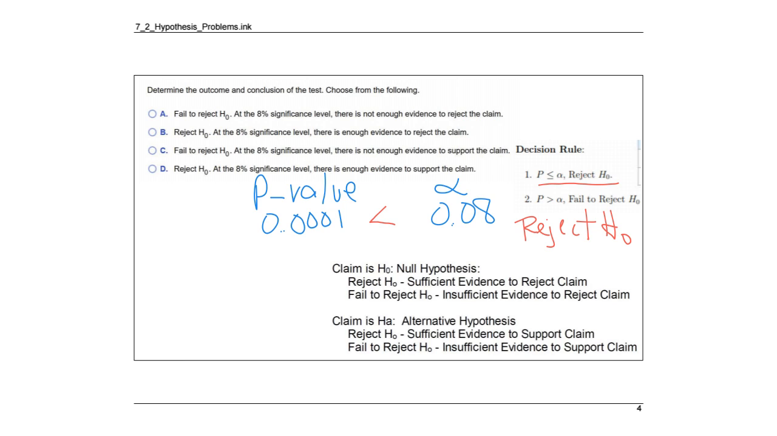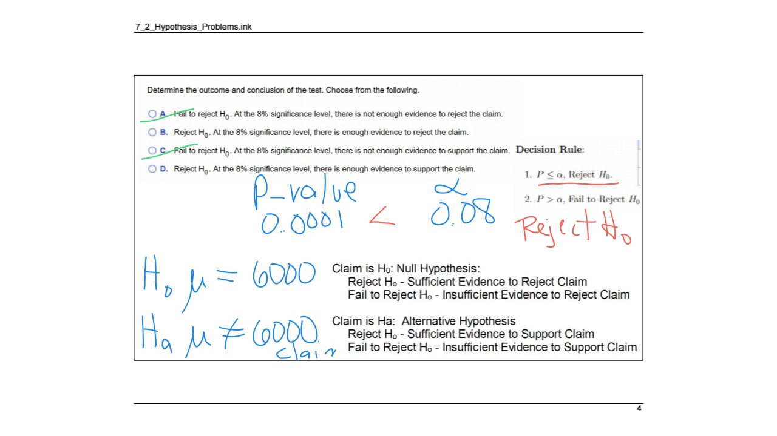Okay, so that's good. Since we're going to reject, we know that it can't be A and it can't be C, but it might be B or D. So now what we have to do is go back to our original hypothesis. And so our original hypothesis was that the mean was equal to 6,000. That was our null. Our alternative was that it was not equal to 6,000. And this was our claim, right? The claim was in the alternative.